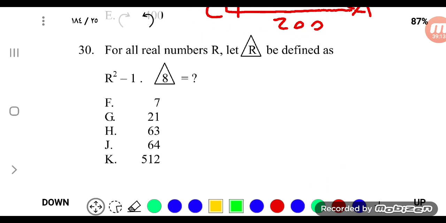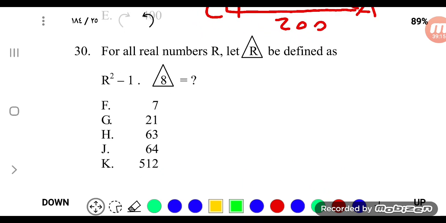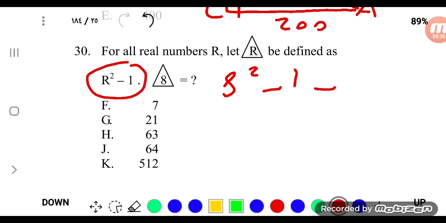Question 30 now. For all real numbers R, let R be defined as this. So R squared minus 1. So what's 8? You can say 8 squared minus 1 as stated here. And this is 64 minus 1. And this is 63. So option H is the correct answer.